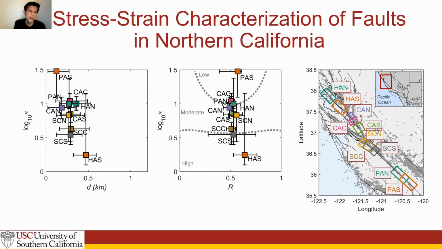Here I'm showing the results of kappa against the distance from the fault, this parameter d, which is the thickness of the fault zone. We see some negative correlation, although it's not very strong and perhaps not very significant, as we have this cloud of data points for low values of d and moderate values of kappa. On the middle panel, I'm showing the values of R and kappa. You can see that for Northern California, most of the faults show moderate to low complexity.